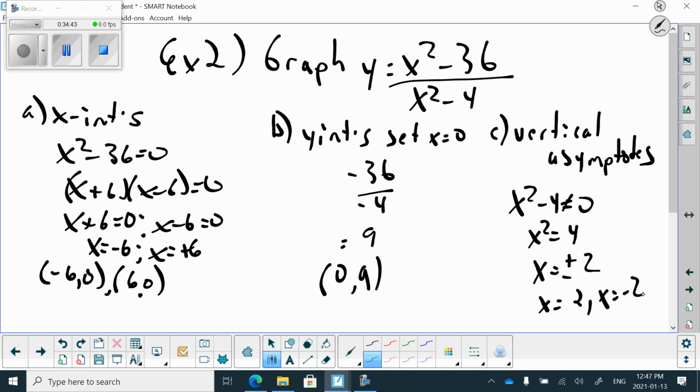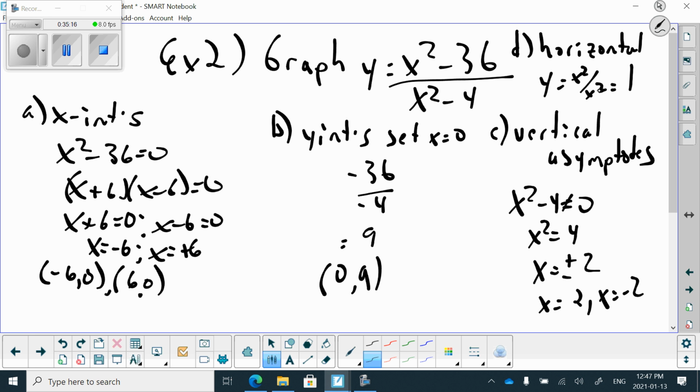And I'm just going to squeeze stuff up here. I want to squeeze my horizontal asymptotes up here, because this is a nice one mathematically, I think. Because our degrees are the same, so x squared over x squared, so y is equal to 1. Absolutely. Questions to here?